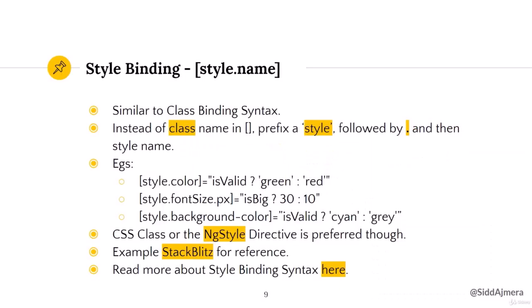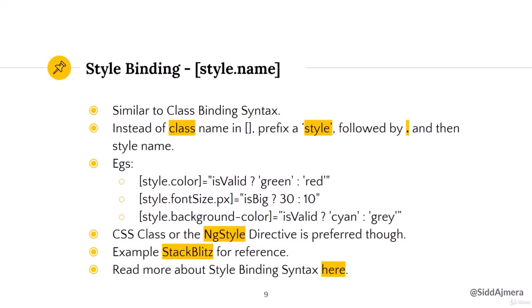And that brings us to the end of this video. Just to recap, we saw that this is similar to the class binding, wherein instead of the class dot keyword, we specify the style dot keyword and then specify the style name, after which we specify the value. So this can be an expression or it can simply be a simple value, as we have seen in the examples.